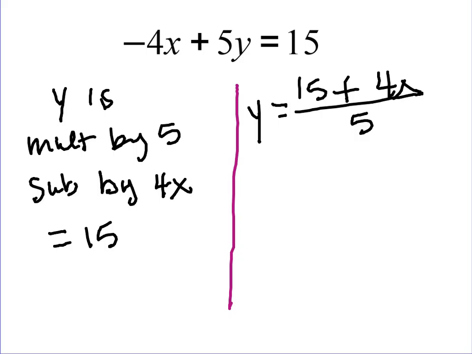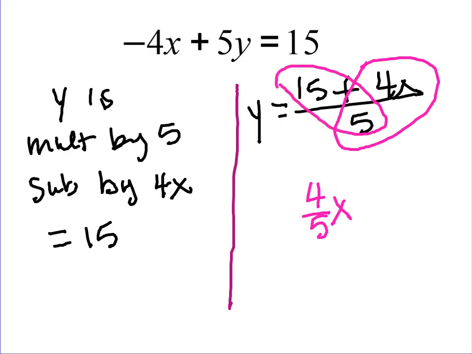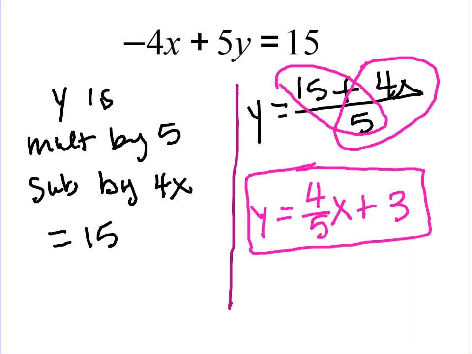If I do the same thing I did before, I'm going to take my x term and divide it by 5, 4/5 x, and I'm going to do the same thing to my constant. 15 divided by 5 is a positive 3 equals y. Here's my slope-intercept form, and now it's easily graphable.